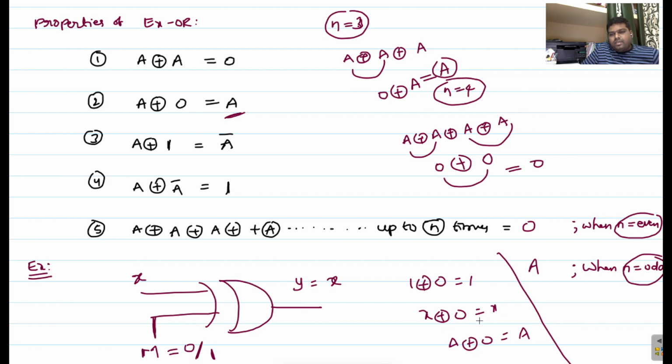X XOR 1, then you will get the inverted variable. A XOR 1, then you will get the inverted variable, right? So X or X bar. That means X XOR with a 0, then you will get X. X XOR with a 1, then you will get X bar. So this is the key observation for this XOR logic. And next, one more problem.